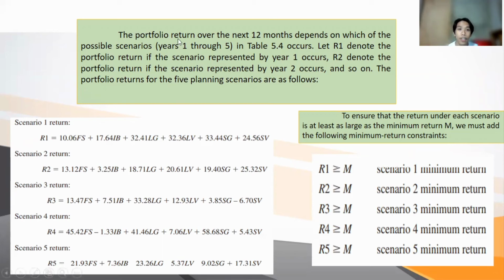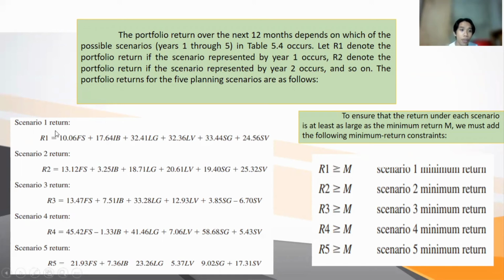Then here, the portfolio return over the next 12 months depends on which of the possible scenarios from year 1 through 5 in table 5.4 occurs. So let R1 denote the portfolio return if the scenario represented by year 1 occurs. R2 denotes the portfolio return if the scenario represented by year 2 occurs, and so on. And then the portfolio returns for the 5 planning scenarios are as follows.